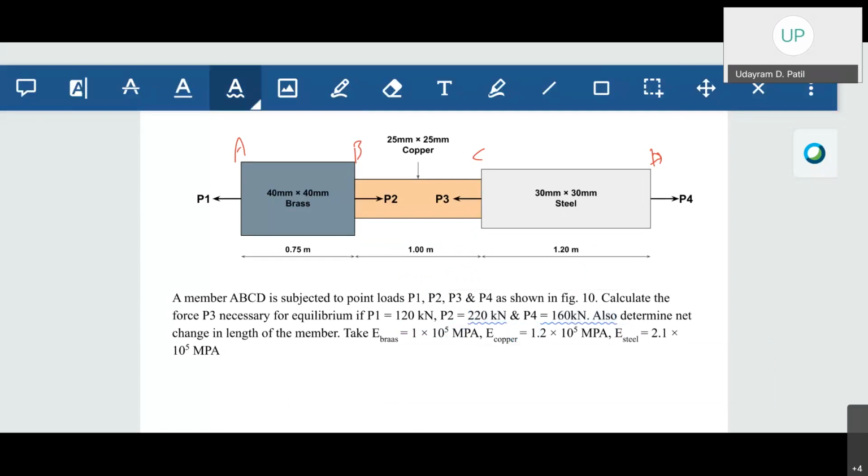P4 is 160 kilonewton. Now here one load is not there. एक load जो काही असेल त्याची व्हॅल्यू तुम्हाला दिलेली नाहीये.